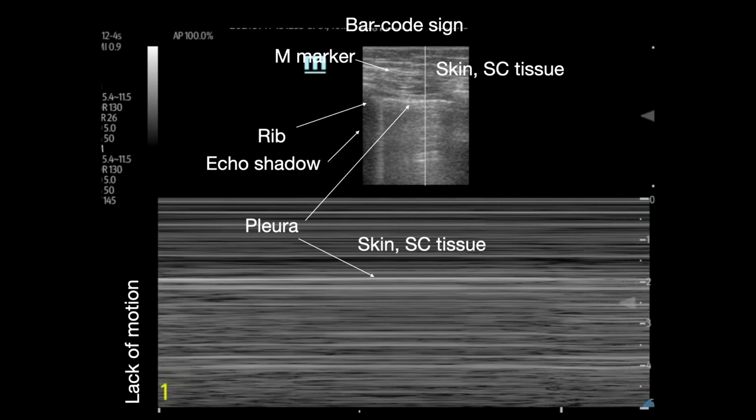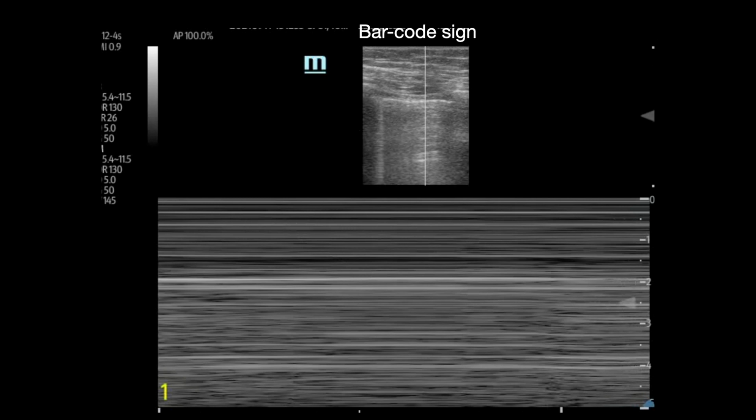Oh, and by the way, this is the marker, M marker. This is where I place the marker for the M mode that we are seeing. And this is called the barcode sign. It's called the barcode sign because it looks like a barcode. So there is no motion, and you can see that after the pleura, everything looks like parallel lines. It's also called the stratosphere sign. And you can see that this is different from the seashore sign.